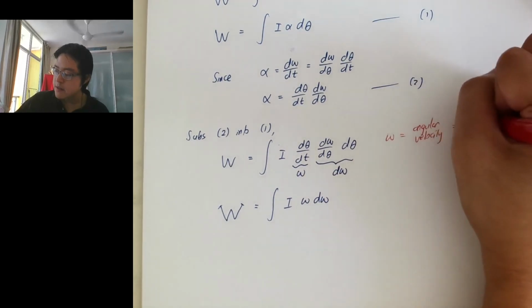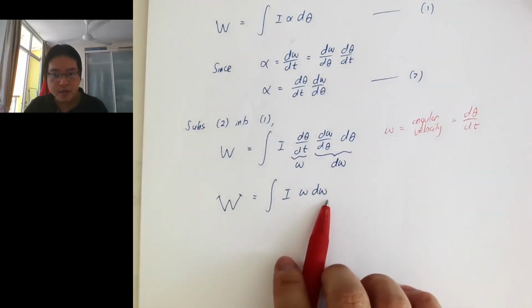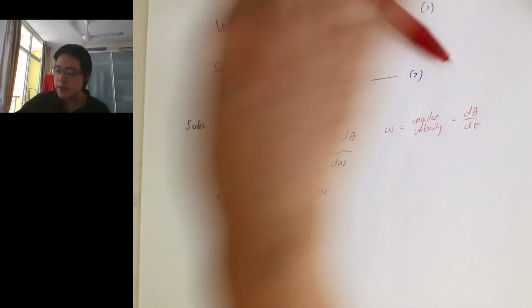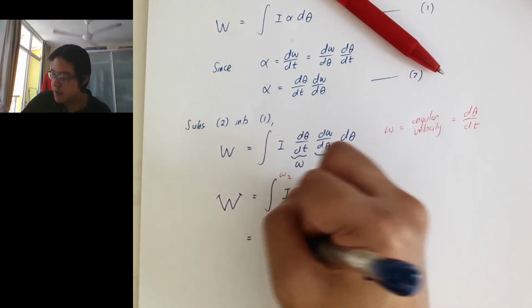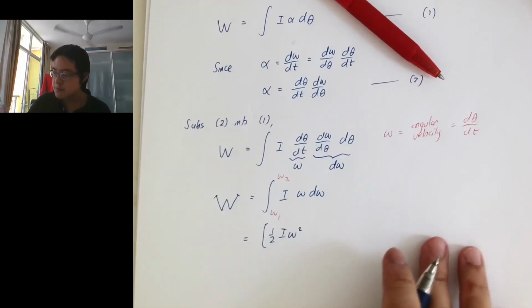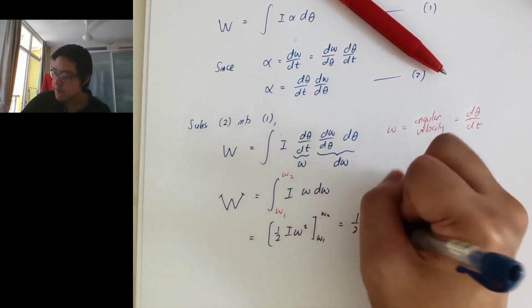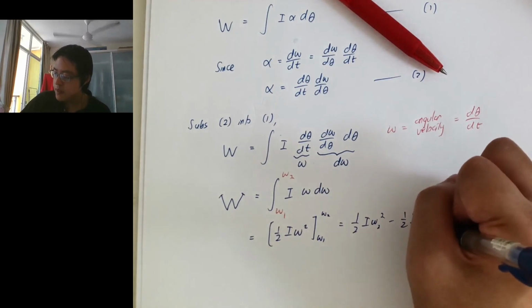And it's d theta dt. Okay, so I have expressed my integration in terms of omega. So my limit should be initial omega to final omega. So then from here I can calculate my work done. It's just half I omega square, right? And then the limits, omega 1, omega 2. So this is half I final omega square minus half I initial omega square.